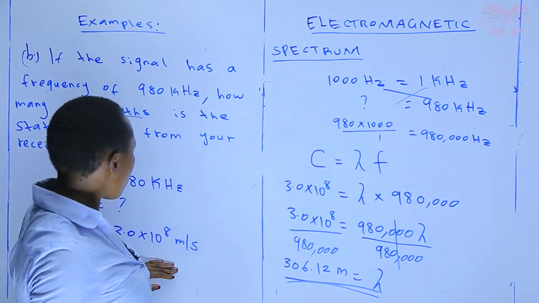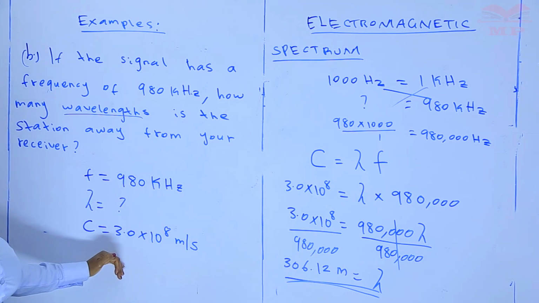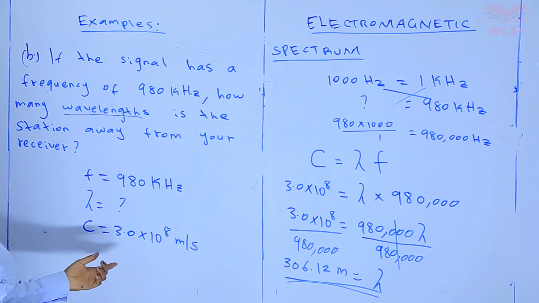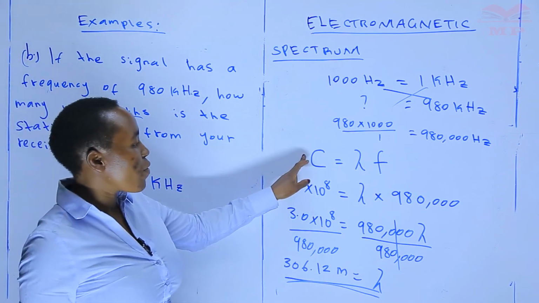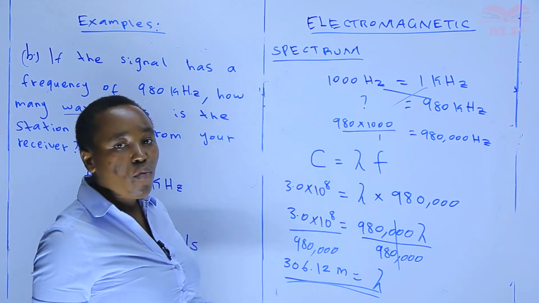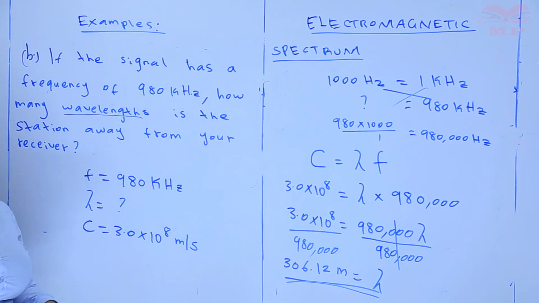Of course, we have been able to analyze. The time you analyze the question, you can see it clearly. So you'll be able to see which equation or which formula you are going to apply. So in this, it is very clear that we can apply the wave equation and we are able to get the value of wavelength as 306.12 meters. So that is it.